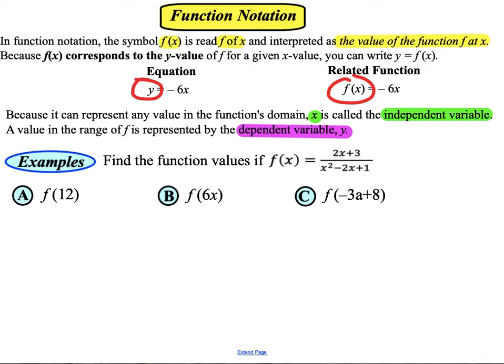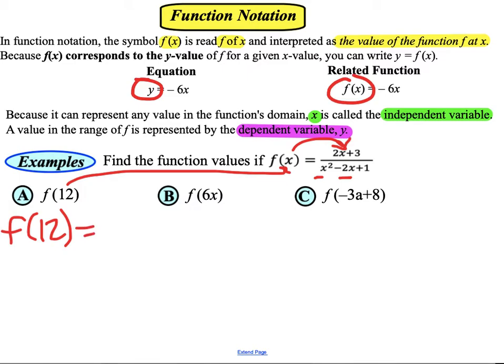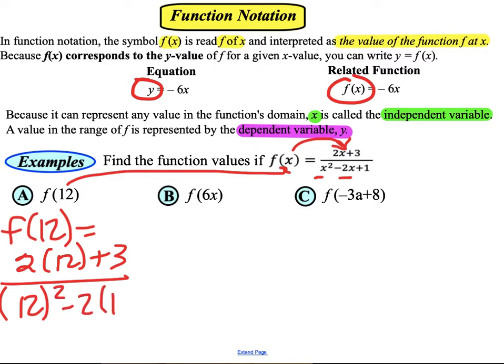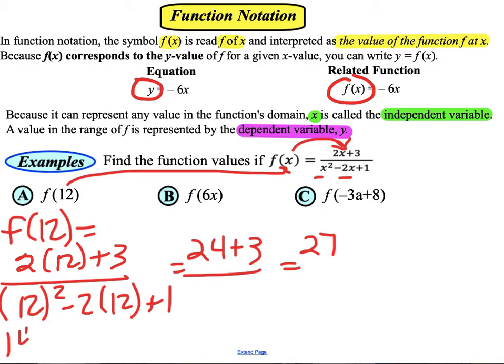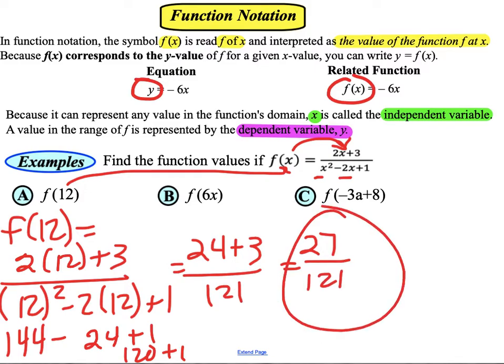So here's a few examples down below. If we want to find f of 12, f of 12 just means we're substituting in the value 12 everywhere in the equation where there's a letter x. So I'm just going to rewrite that as 2 times 12 plus 3 divided by 12 squared minus 2 times 12 plus 1. Well, in the top, 2 times 12 is 24 plus 3 gives us 27. In the bottom, 12 squared is 144. 2 times 12 is 24, and those are subtracted, and then plus 1. 144 minus 24 is 120, plus 1 is 121. So we get 27 over 121. Okay, so that's our answer for letter A.